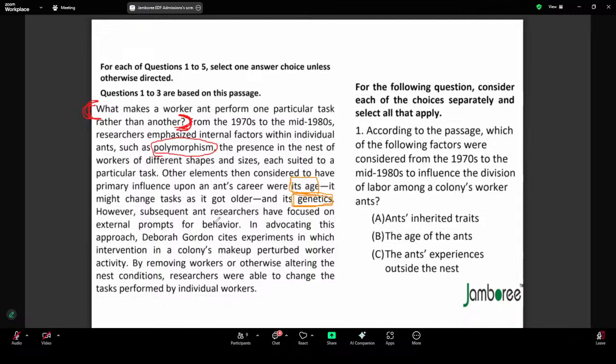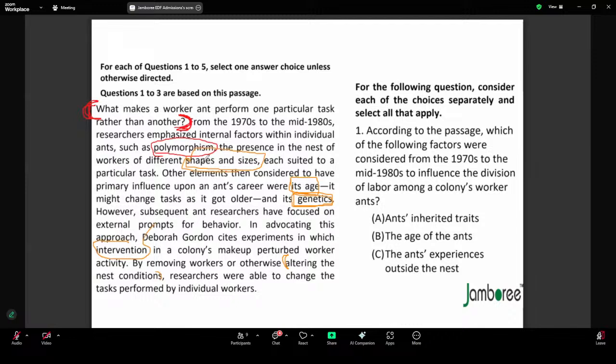Focus on external behavior. As they're getting older, things can change. First is different shapes and sizes. That was also another element, each suited to different jobs. Then Deborah comes in. She cites experiments where colonies are perturbed, disturbing worker activity. By removing workers or otherwise altering nest conditions, they were able to change task performance. By disturbing and altering the nest conditions, they were able to do this. So the main thing was intervention.